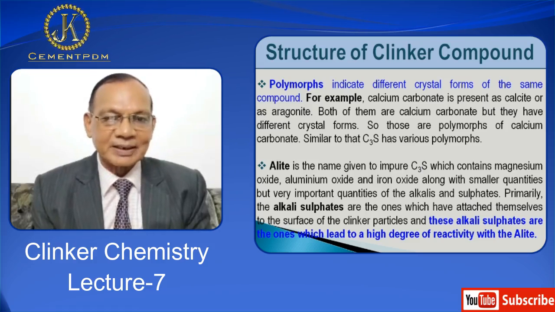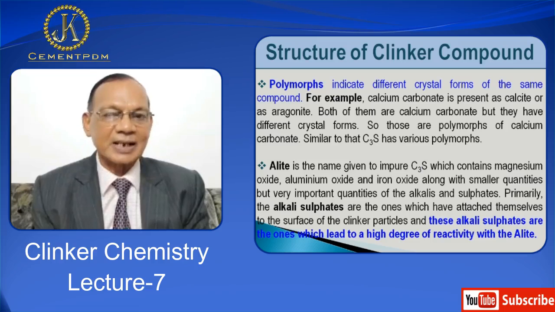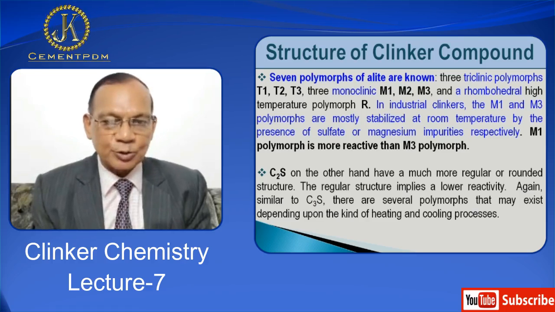Alite is the name given to impure C3S, which contains magnesium oxide, aluminum oxide, and iron oxide, along with smaller quantities, but very important quantities, of the alkalis and sulfates. Primarily, the alkali sulfates are the ones which have attached themselves to the surface of the clinker particles, and these alkali sulfates are the ones which lead to a high degree of reactivity with the alite. 7 polymorphs of alite are known.